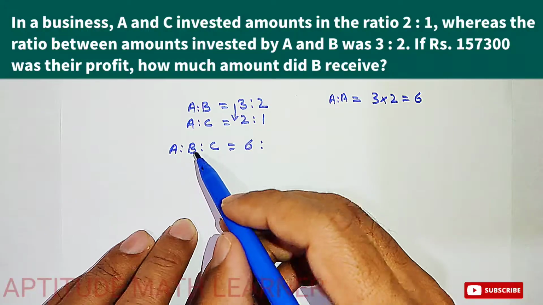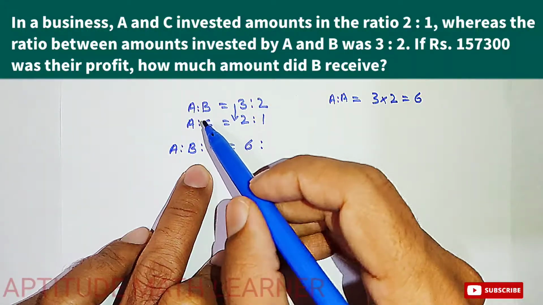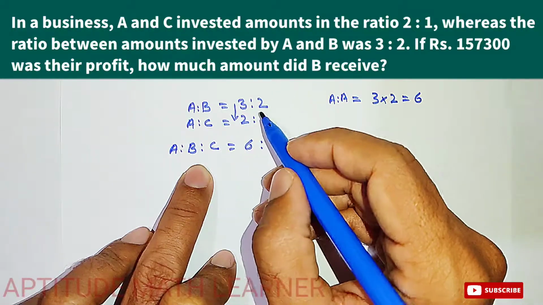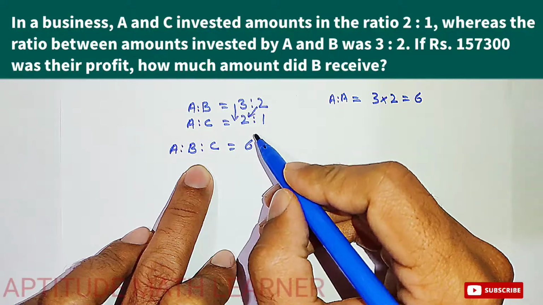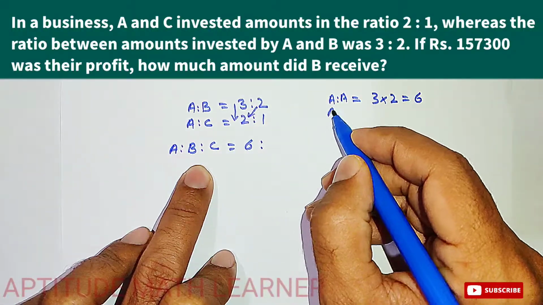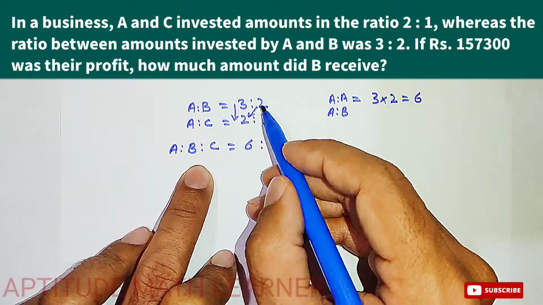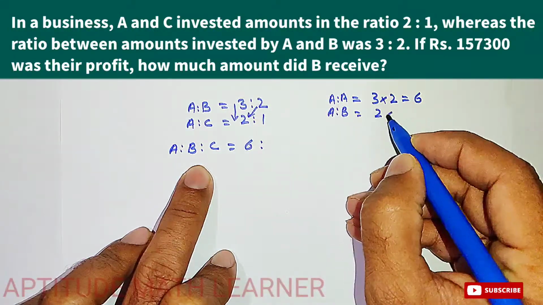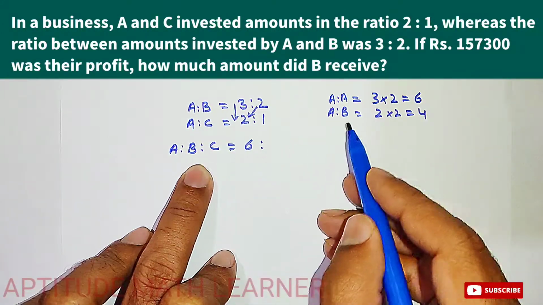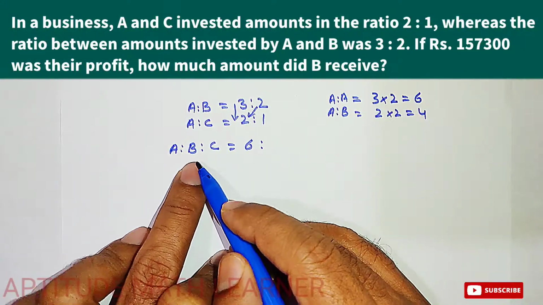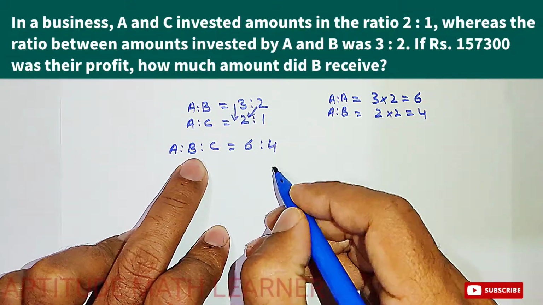And now for B, so here A and B. We multiply this A and B, so A ratio B, that is 2 multiplied by 2, and this becomes 4. So for B, we have found the ratio, that is 4.